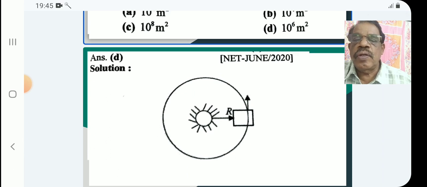You see the calculation. The sun is shown with a spherical surface, and the sail is also shown. R is the radius of the circle, the radius of the circular space from the sun to the sail.